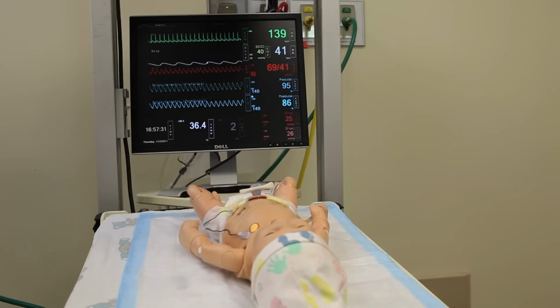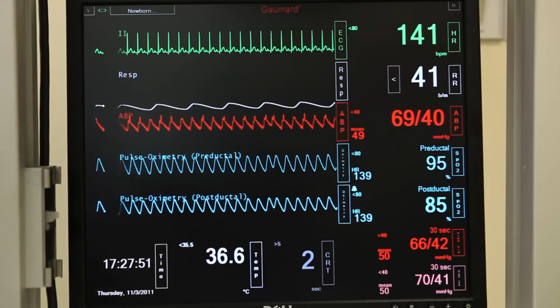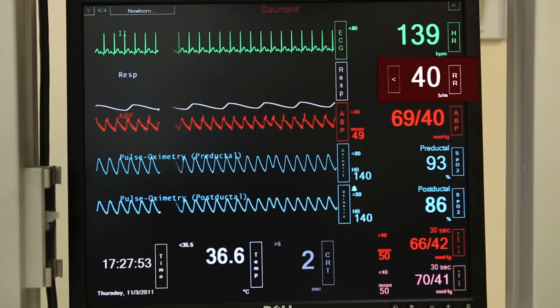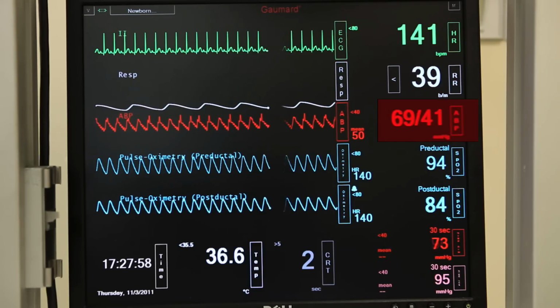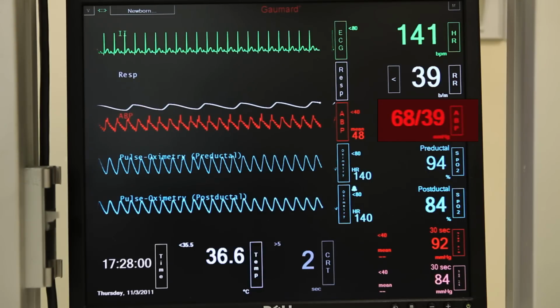You can also notice on his vital signs monitor that he has normal vital signs displayed right now. The very top number you see is heart rate. The next number is respiratory rate. Below that is arterial blood pressure. You would have that displayed if the baby had an art line in.